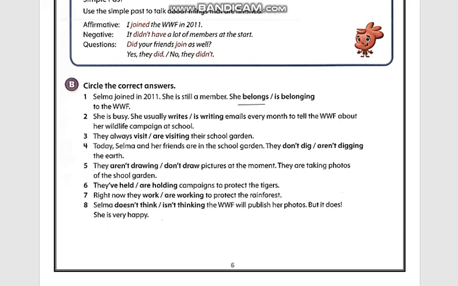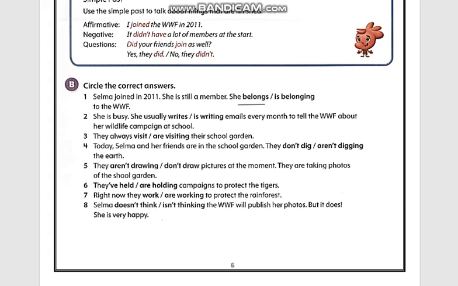Number 3. They always visit or are visiting their school garden. Always is a keyword for the present simple tense. That's correct. They always visit their school garden. Number 4. Today, Salma and her friends are in the school garden. They don't dig or aren't digging the earth. The correct answer is aren't digging the earth.